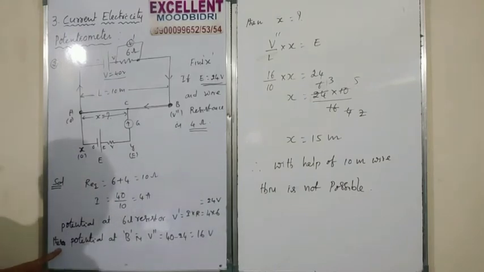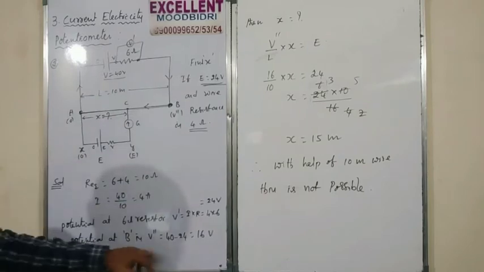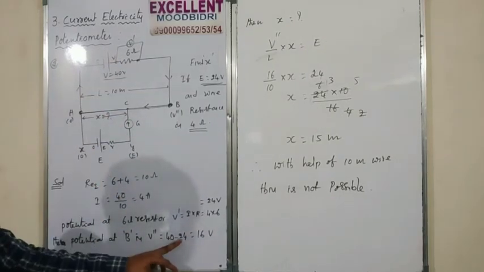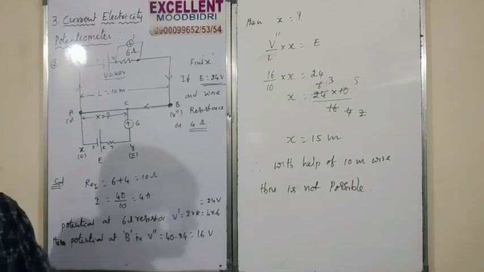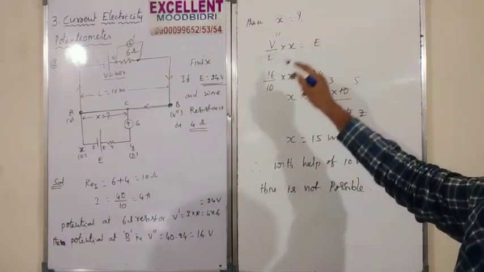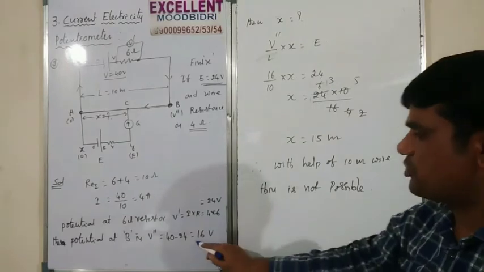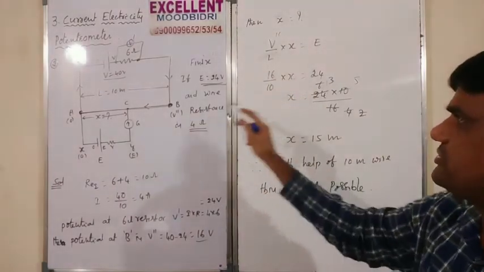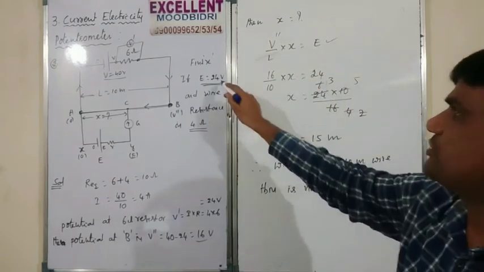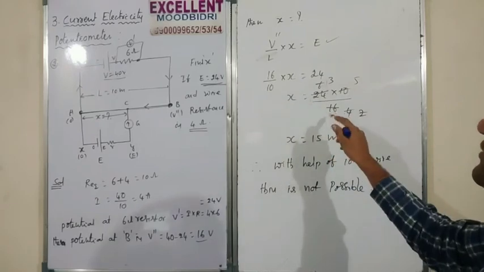Then remaining, potential at wire is V double dash is equal to total potential 40 minus V dash, which is equal to 24. So 40 minus 24 is 16 volt will come. Then X is equal to what? Therefore X is equal to formula, V double dash by L into X is equal to E. So V double dash is equal to 16, L is equal to 10 meters, into X is equal to E value, how much? 24. Correct? Then X is equal to 24 into 10 divided by 16.